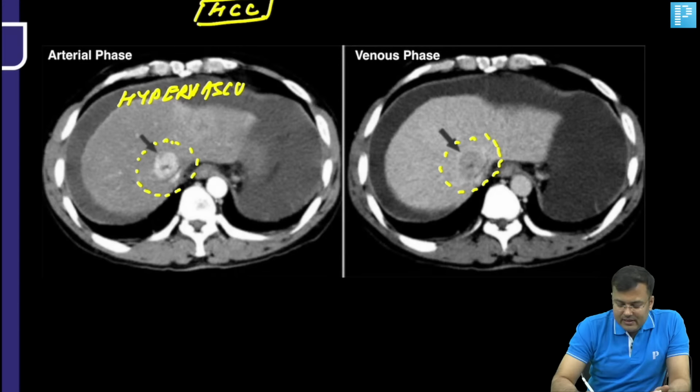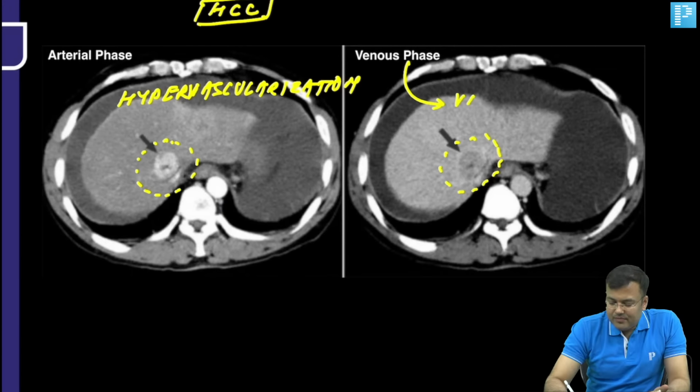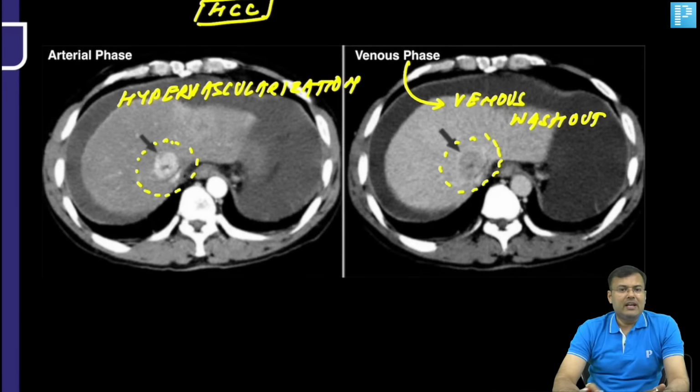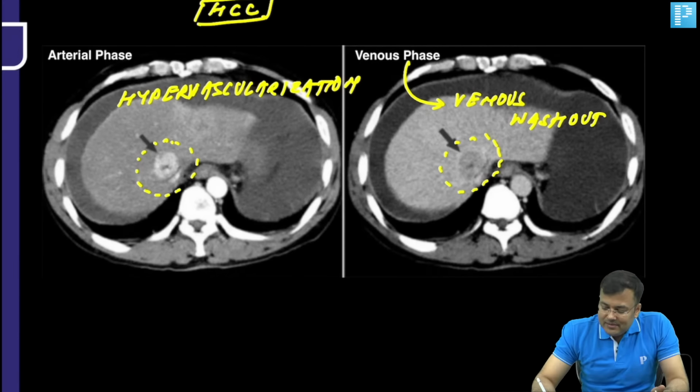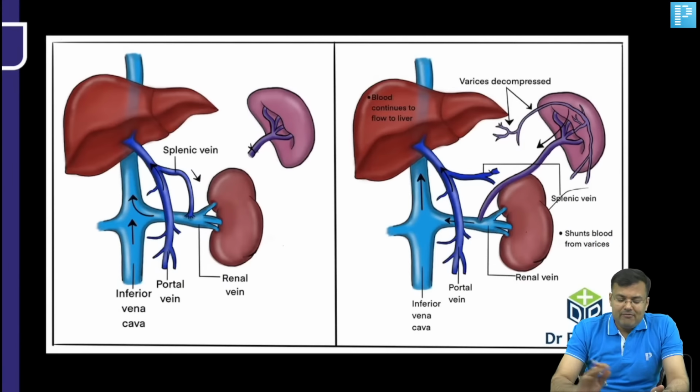This is arterial hypervascularization, got it? And during the venous phase there is venous washout. Arterial hypervascularization with venous washout. This is the diagnostic criteria of HCC. Okay. Next. One by one you have to tell me the answer.